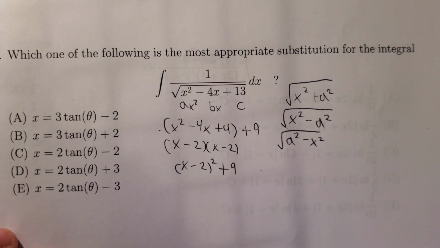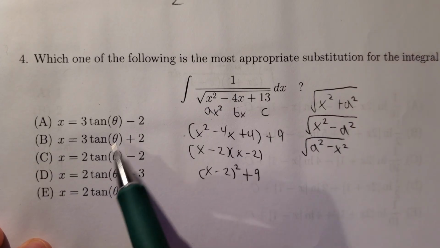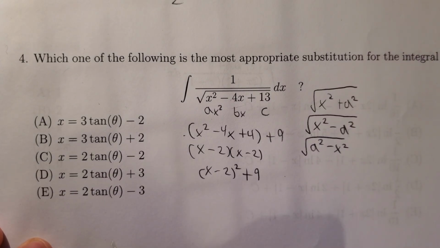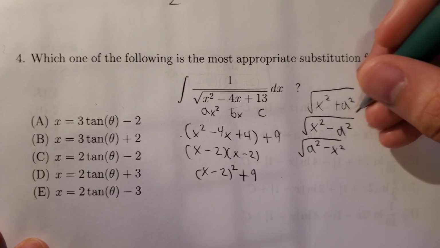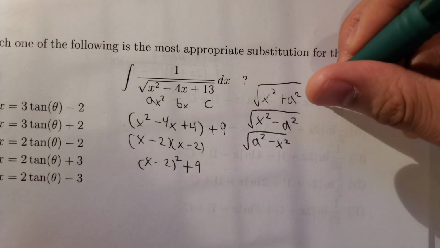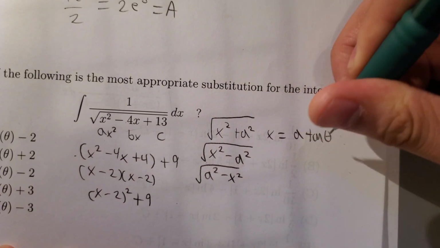And so for this one, we're going to use a tangent substitution. One, because all of the answers only have tangent, but also because this is similar to the x squared plus a squared example. In that case, you'd have x be equal to a tangent of theta.